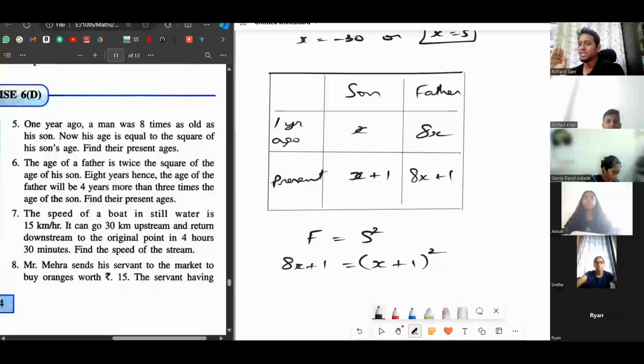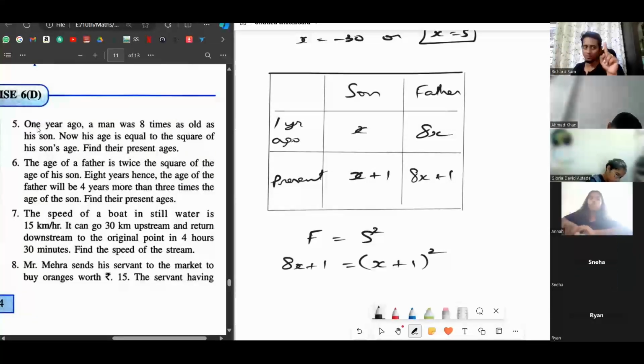You have to break your question into 3 parts. The first part is what? 1 year ago, a man was 8 times as old as his son. That's the first part. Using that, we get the X and the 8X. The second part is now. That tells you their present ages. And then the third part is his age is equal to the square of his son's age. That's the third part. Most of the age problems will be like this.